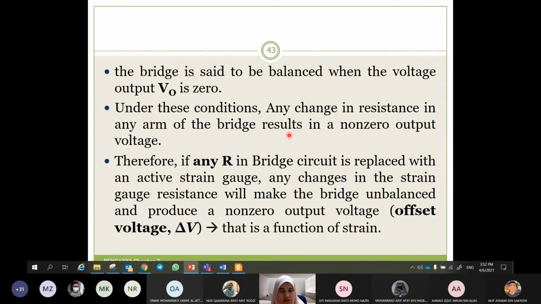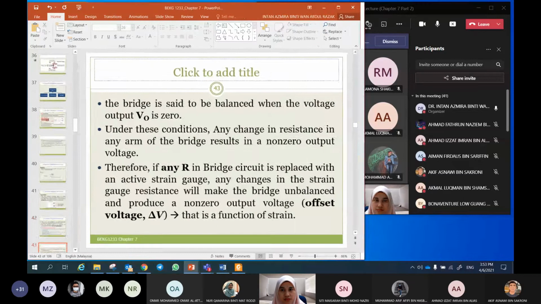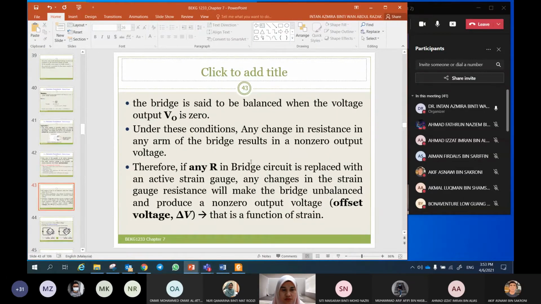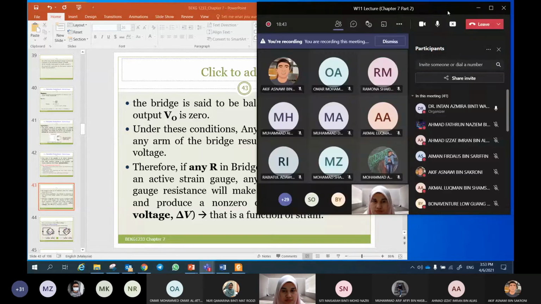Before we give strain on the Wheatstone bridge or on the strain gauge, before we give force or before we give pressure on the strain gauge, the output voltage is equal to?